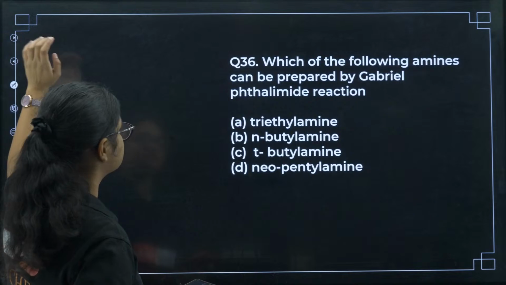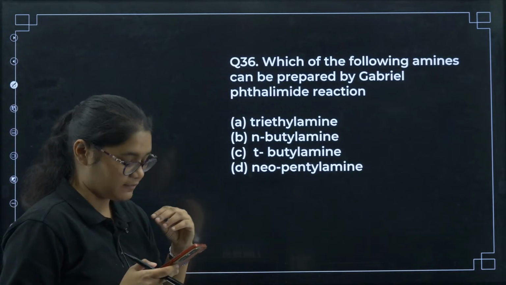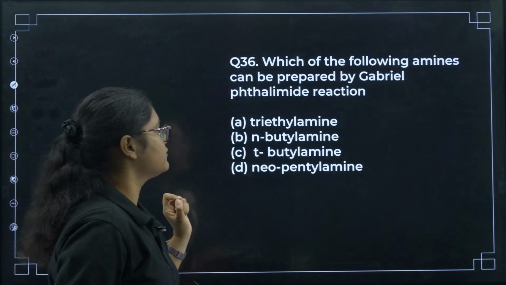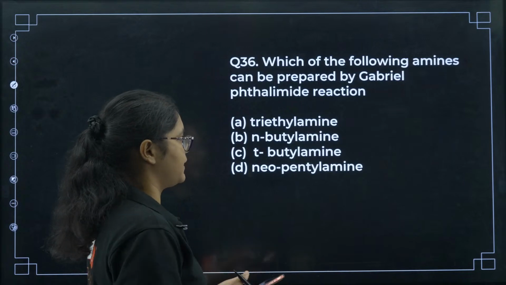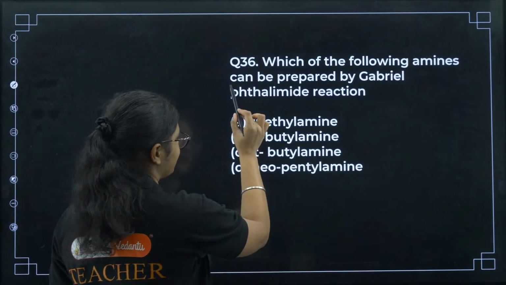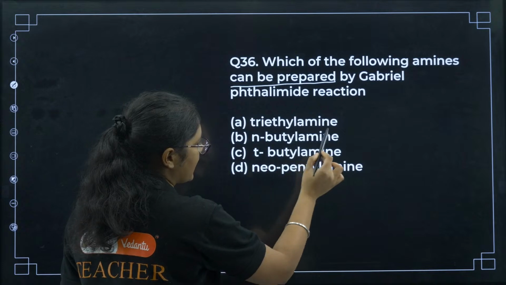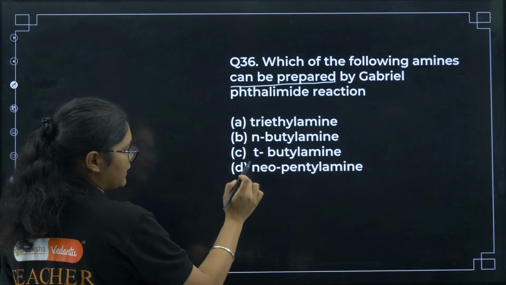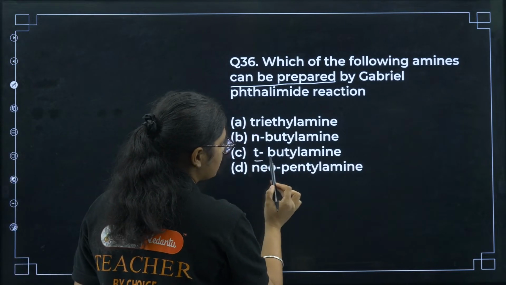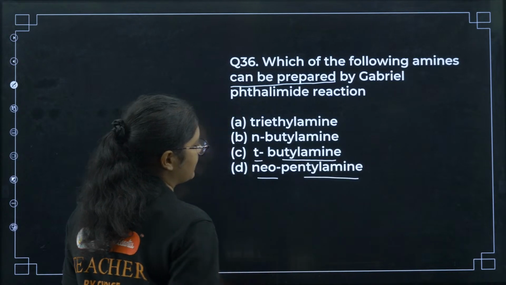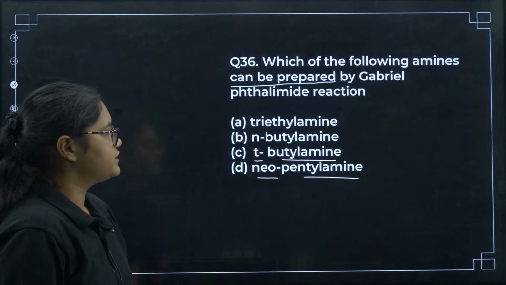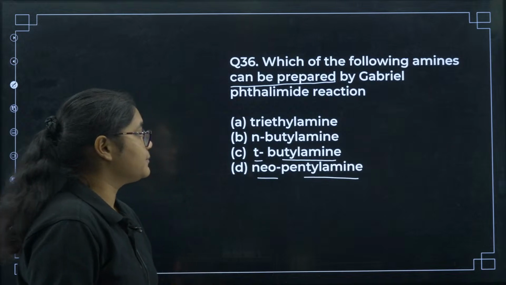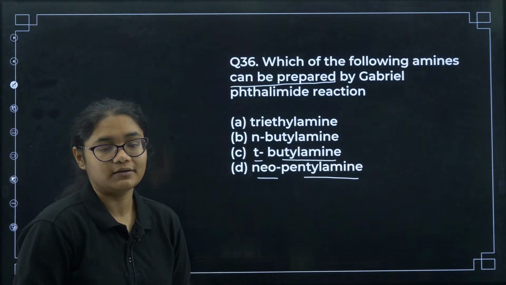Yes. So last question of the series, students, I want all of you to answer. Which of the following amines can be prepared by Gabriel phthalimide reaction? Triethylamine, n-butylamine, tert-butylamine, neopentylamine. Which of the following amines can be prepared by Gabriel phthalimide reaction?